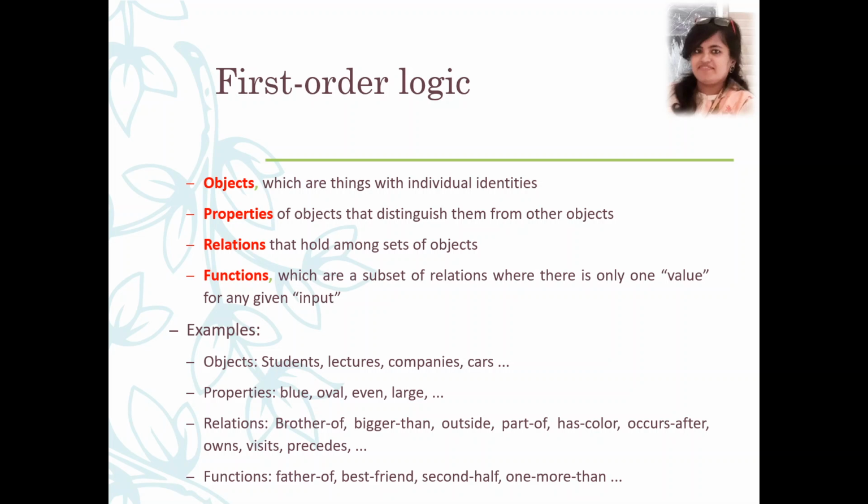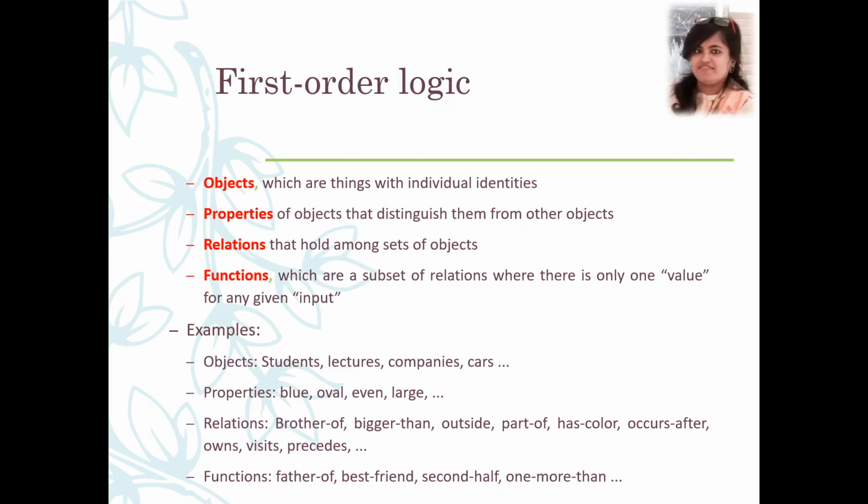This type of logic is also known as first order logic, or in short form FOL. In this logic, there are basically four components. The first component is the objects, that is, things with individual identities. Examples are students, lectures, companies, cars.